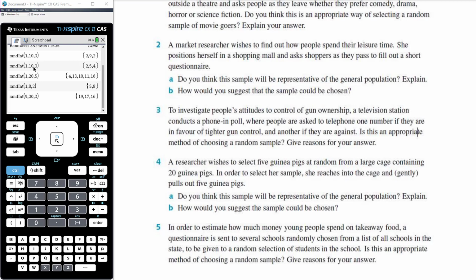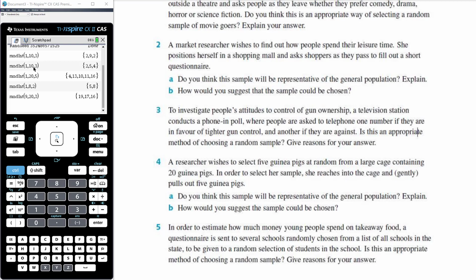And again, she's gone to the shopping centre, so inherently she's capturing a group of people who like to spend their leisure time shopping. And so therefore it's perhaps not representative of the people that aren't in the shopping centre. They're out on a hike, or they're at the beach, or they're at a football game, or whatever it might be. So it would need to be more wide-ranging.